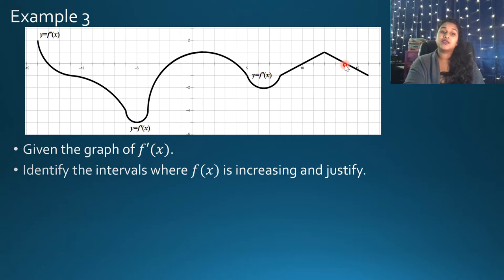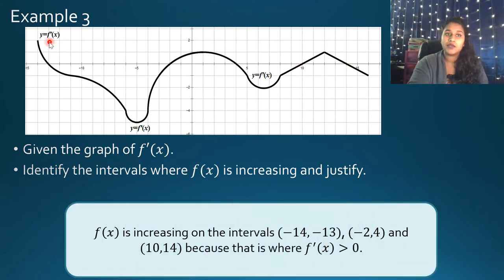My next question asks where the function is increasing. So again, I have the derivative. So the derivative's relationship to the function for increasing is that the derivative has to be above the x-axis. So where is it above? It's above the x-axis right here. It's above the x-axis right here as well. And right there. So what are those three intervals? Those intervals are from negative 14 to negative 13, from negative 2 to 4, and from 10 to 14.